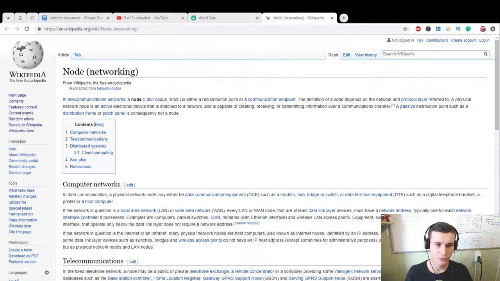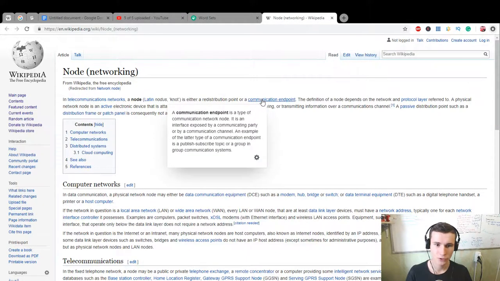Today we will learn what a node is in the network, and something interesting. In telecommunication networks, a node is either a redistribution point or a communication endpoint. A communication endpoint is a type of communication network node. It is an interface exposed by a communicating party.